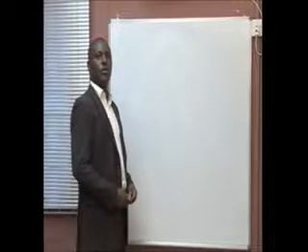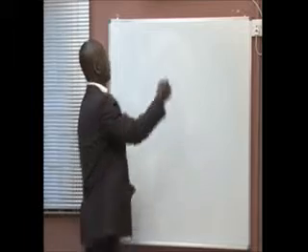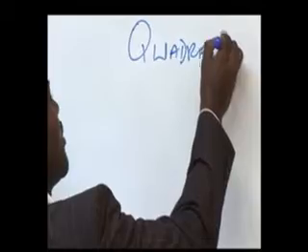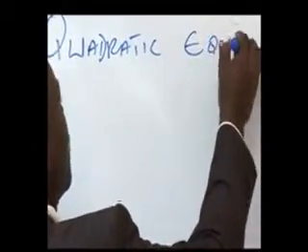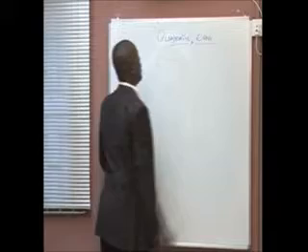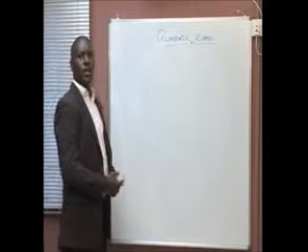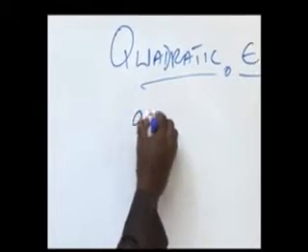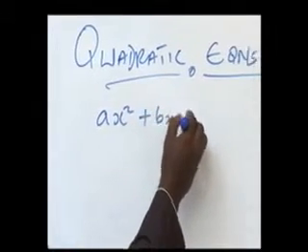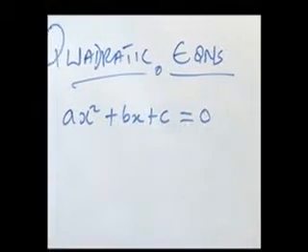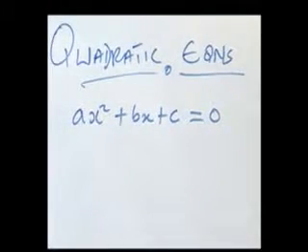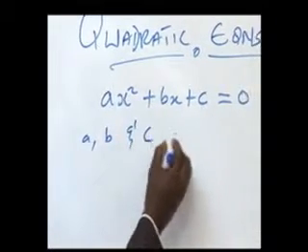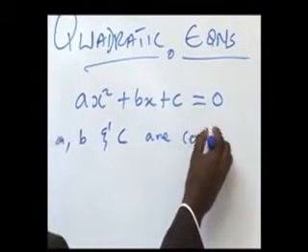The first topic in this series will be quadratic equations. We're looking at quadratic equations first, and so we'll ask ourselves, what do we mean by a quadratic equation? A quadratic equation is any equation given in the form ax squared plus bx plus c is equal to 0, where the letters a, b, and c are constants.